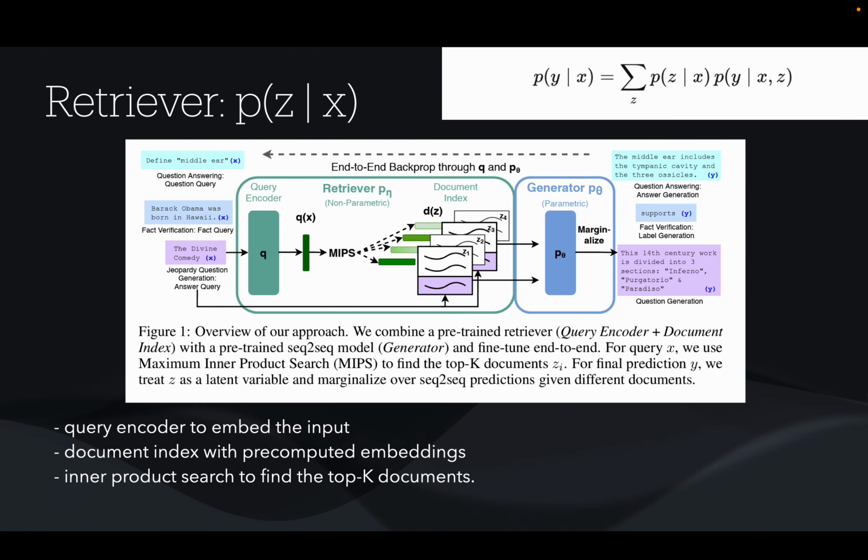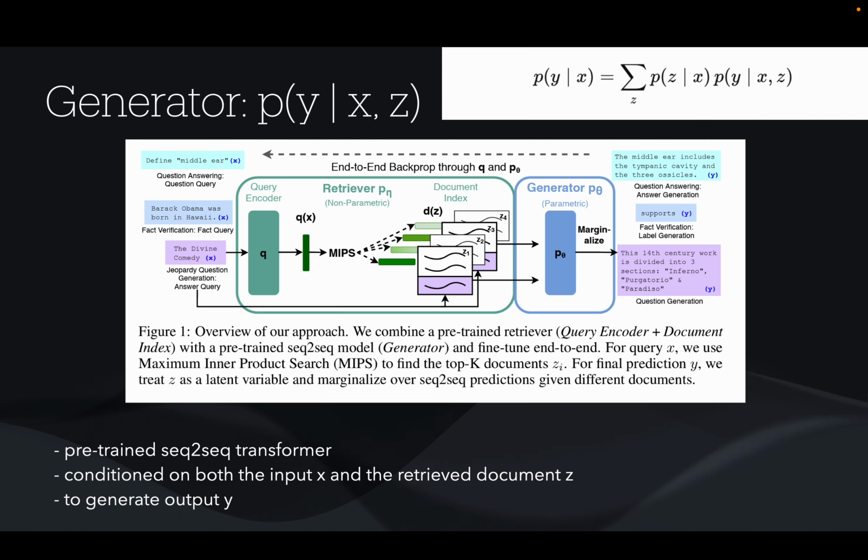Let's go to the generator part. The generator models p of y given x comma z, the second part of the factorization. It's a standard sequence-to-sequence transformer model, and it is conditioned on both the input x and the retrieved document z. The generator still produces tokens autoregressively, but now its reasoning is grounded in the explicit evidence, z. This is where RAG reduces hallucination and improves factual accuracy.